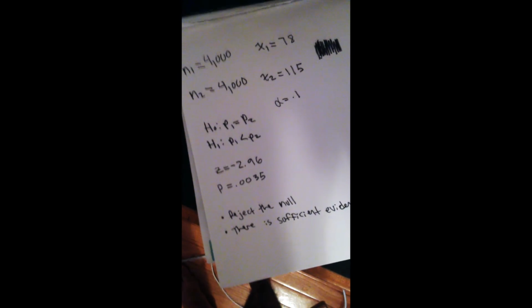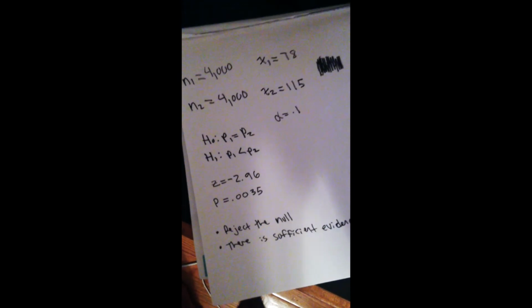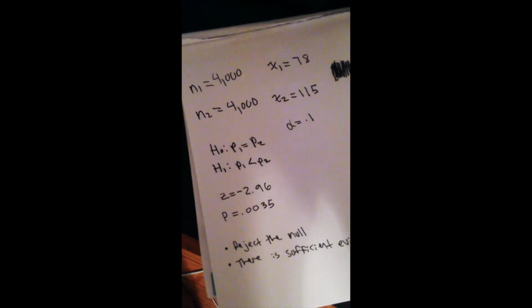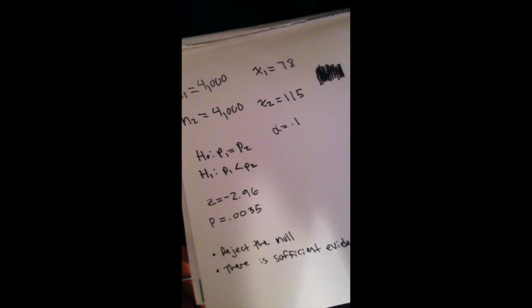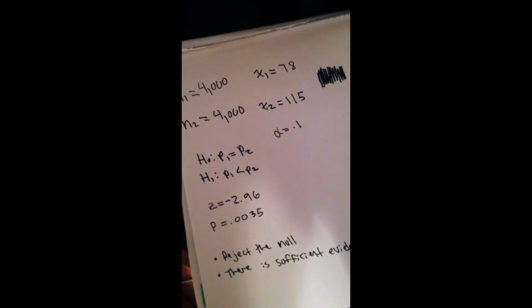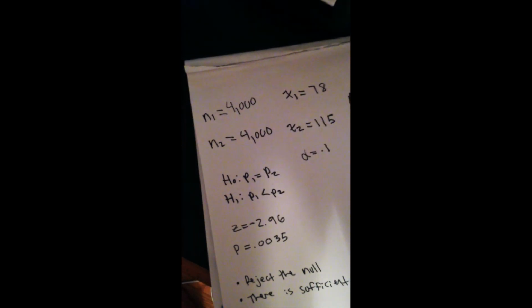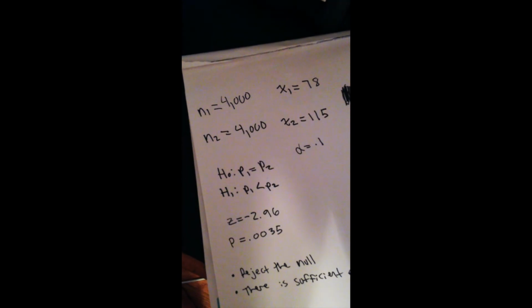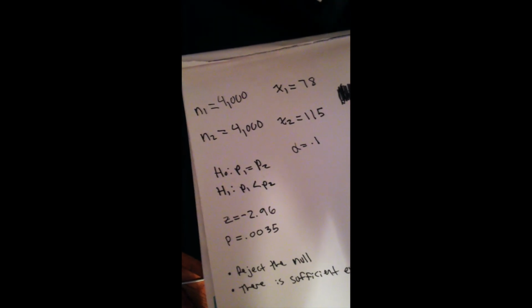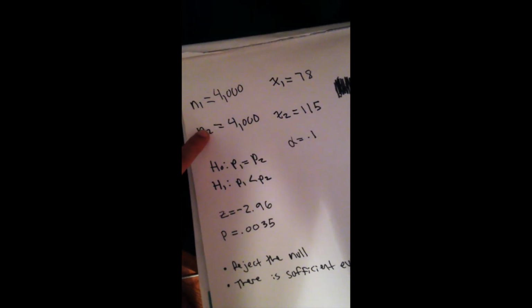Now since we did reject the null, there is sufficient evidence, and the answer would read as reject the null hypothesis because there is sufficient evidence to conclude that the proportion of subjects in the experimental group, or N1, who contracted the disease is less than the proportion of the subjects in the control group, or N2, at the alpha 0.1 level.